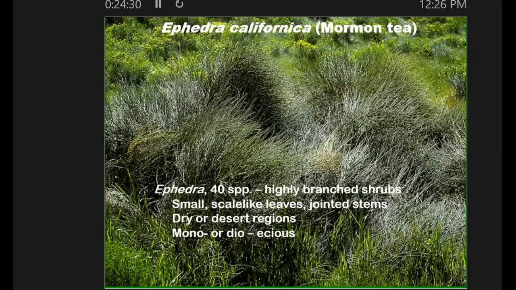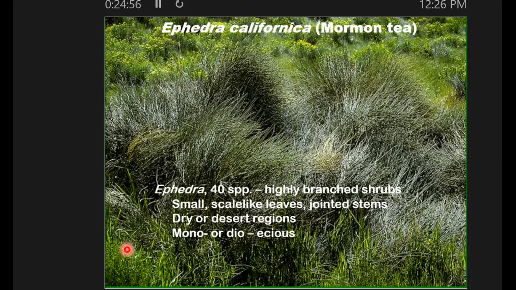Here, very shrub-like, no obvious leaves, just stem tissue. These are the ephedra. Mormon tea, you might have heard it called that. The leaves are very, very tiny. I'll show you a close-up in a minute. We don't have them around here. They tend to be in the Southwest in the United States.